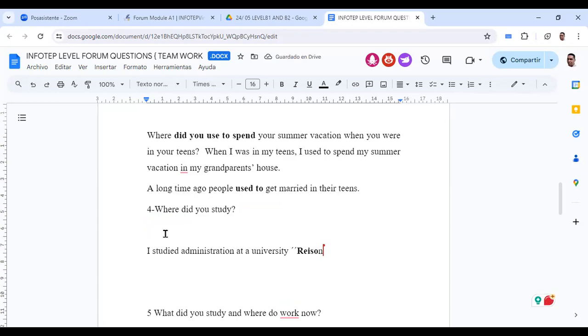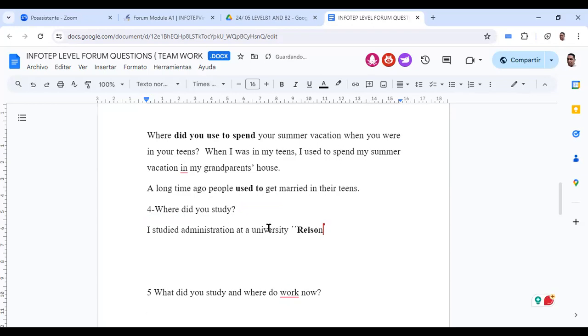Okay. What about the other students? Where did you study? Write it down. I need another answer. Look here. We have the verb study in simple past, regular verb. Simple past regular verbs.